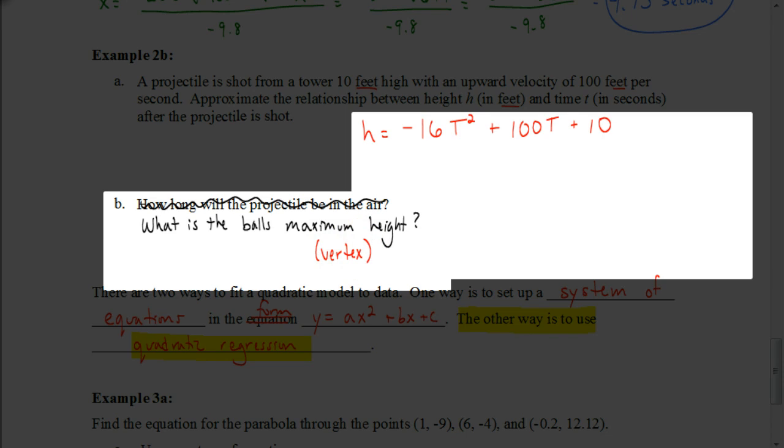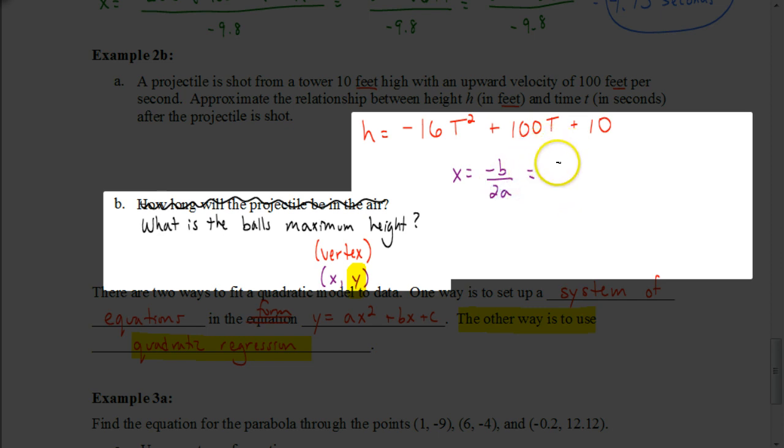But remember, the vertex is a coordinate. It's a coordinate x and y. Remember, x is representing the time and y is representing the height. So really what I'm trying to find here is the y value for my vertex. But in order to do that, I still need to find the x value. Remember, to find the x value, we take the opposite of b over 2a. Again, that was in the previous video.